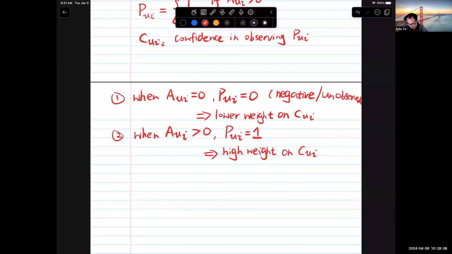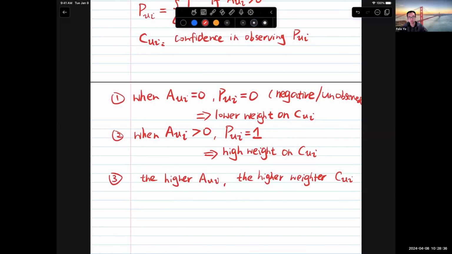And also, the higher the AUI, the higher the weight of CUI. Right, because if the weight is higher, that means I have interacted more, and of course I have higher confidence. That indicates I have a higher confidence level.